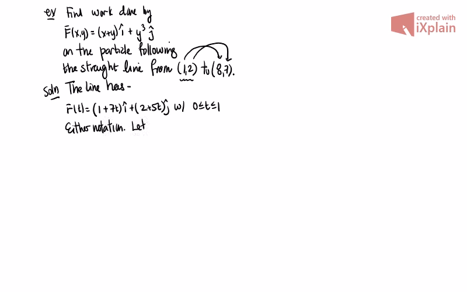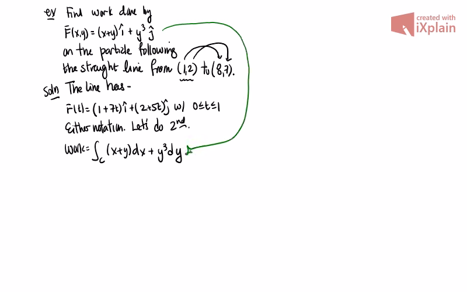Let's do the second. The work is the integral over C, so this becomes x plus y dx plus y cubed dy. This is the vector field baked into this integral right here. Remember, there's a vector field hidden in the integral. This is the nice notation in the sense that it just tells me what to do.